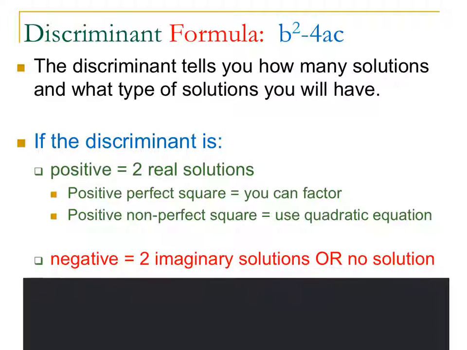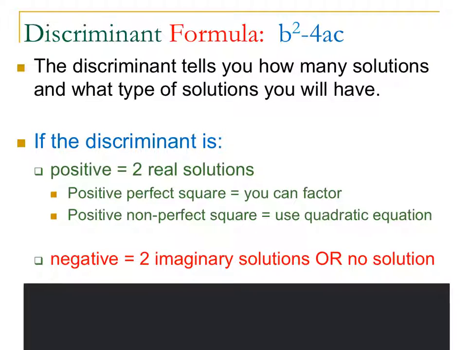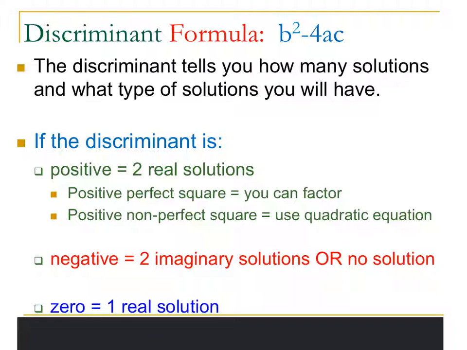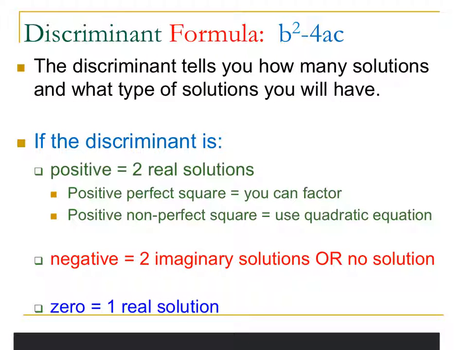Next thing you can get is a discriminant that's negative, and that means you're going to have two imaginary solutions, and the reason is because when you see the quadratic formula, b squared minus 4ac is in a square root bar, so if you get a negative, that means you're taking the square root of a negative, so that's where you're going to get those imaginary solutions. We're not going to call it no solution now that we know how to solve with i.